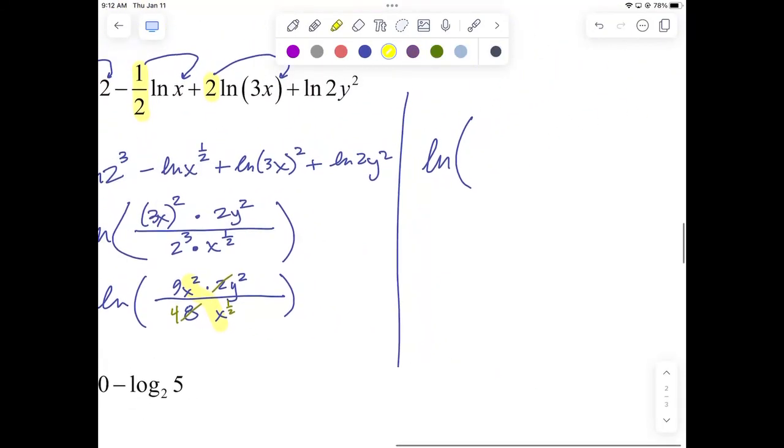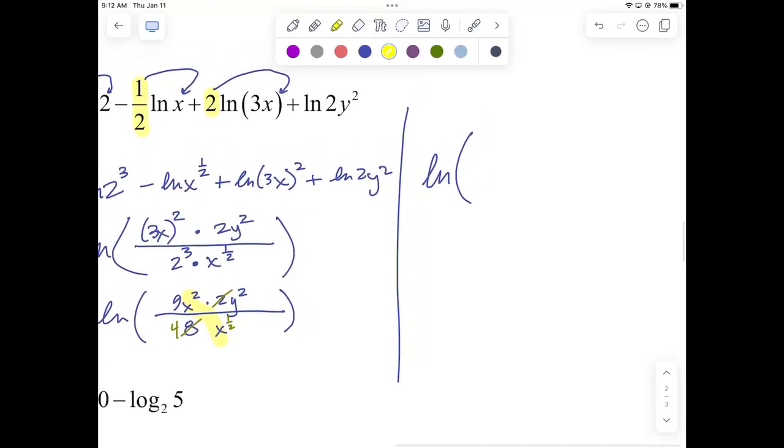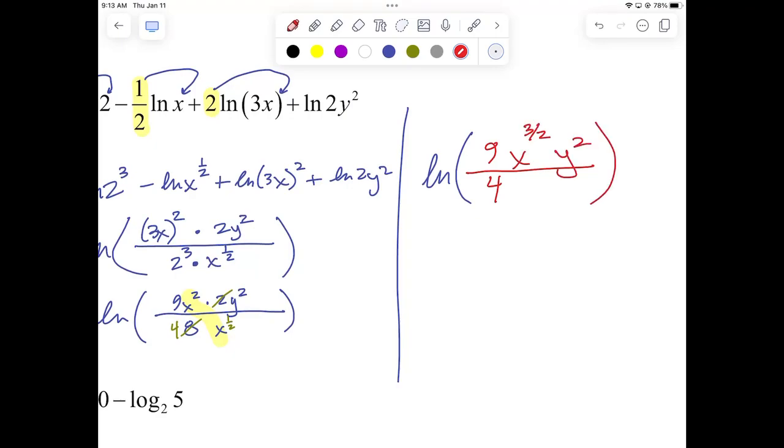Well, I can combine them, right? What does the rule say for exponents when you're dividing and the bases are the same? What do you do with the exponents? You subtract them, right? What's 2 minus 1/2? Yeah, 2 minus 1/2 is 1.5, which is 3/2. So I'm going to have a 9 in the top, a 4 in the bottom. I'm going to have an x to the 3/2 in the top, and then a y squared, like that.